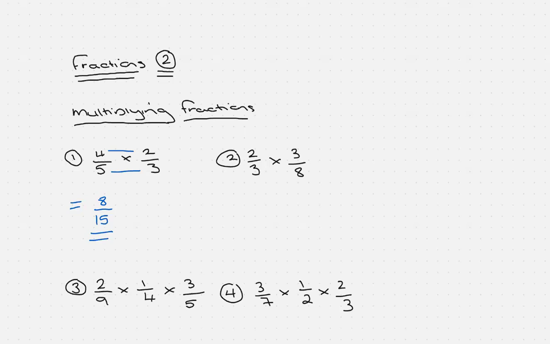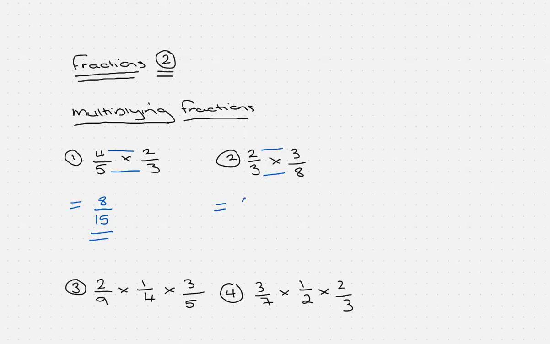Okay, with the next one, we're going to do exactly the same thing. Times along the top, times along the bottom. So remember, when we're doing these, you can pause the video, give it a go yourself, and then when you're ready, press play and come back and watch the video. 2 times 3 is 6. 3 times 8 is 24.